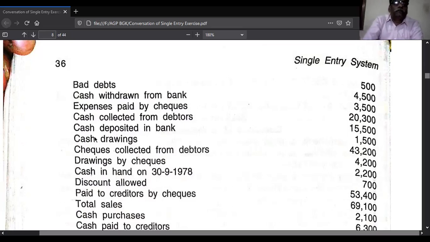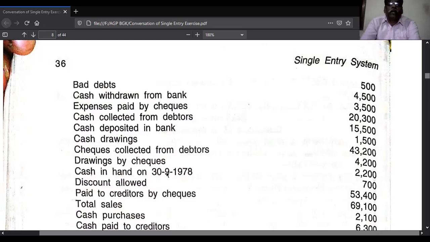This is the transaction. Then cash drawing. Cash drawing is a payment. Cash account credit side by drawing. Next is check collected from debtors, which means check received from debtors. So bank account debit side to debtors. Debtors account credit side by bank. You have to enter it. Next is drawing by check, which means cash withdrawn from bank for personal use. So bank account credit side by drawing.